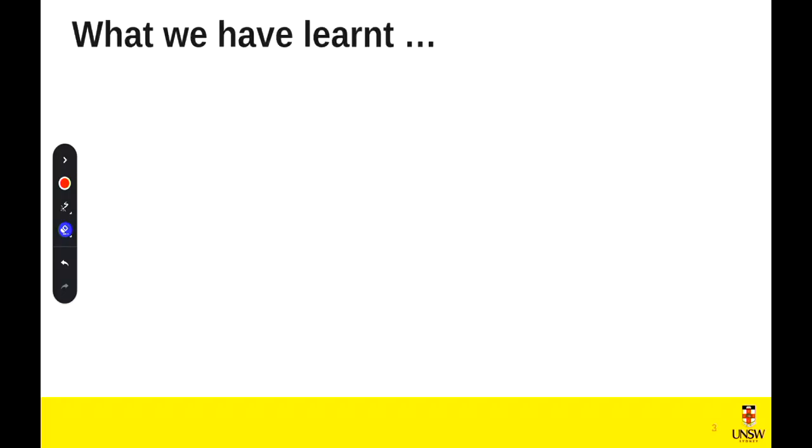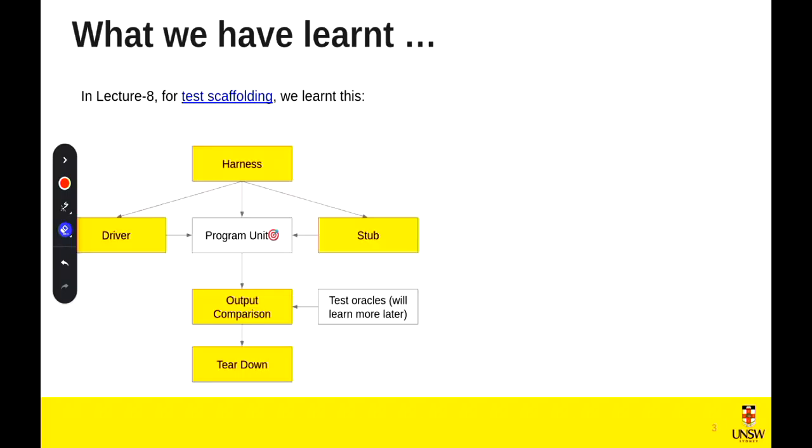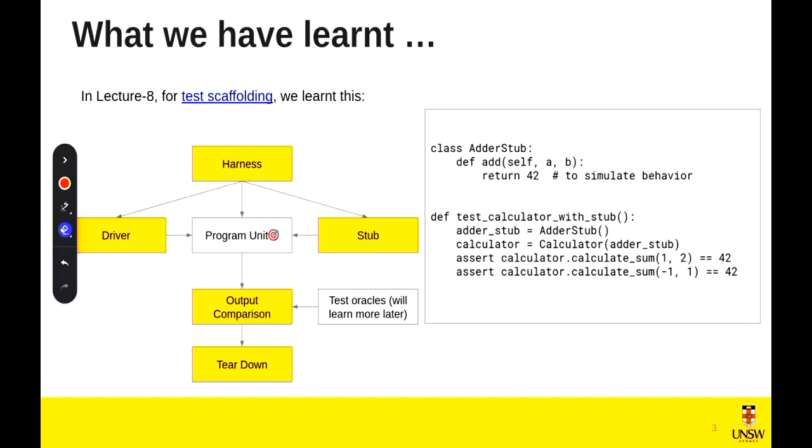First, let's start from something we have learned before. In lecture 8, for test scaffolding, we have learned this. So this is a test scaffolding code, and this is an actual implementation of this test scaffolding structure. And remember, in this structure, we learned test oracles. And we mentioned that we will learn more later, and we are going to learn it today.